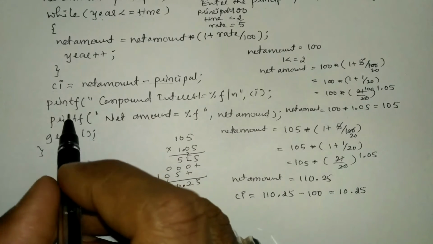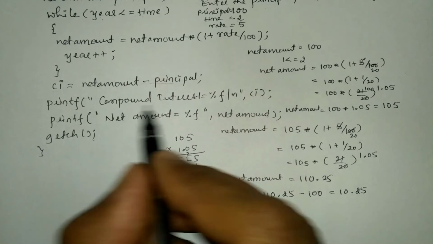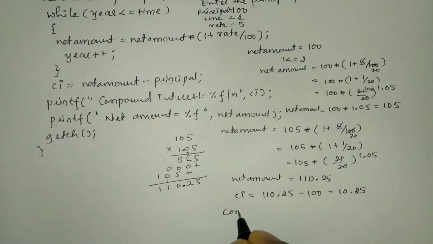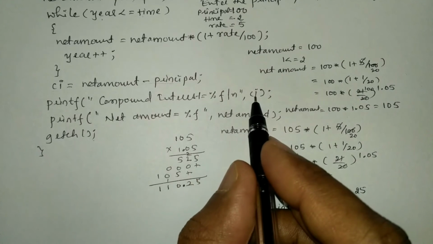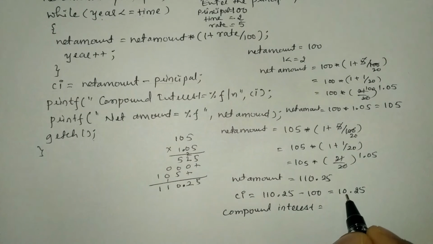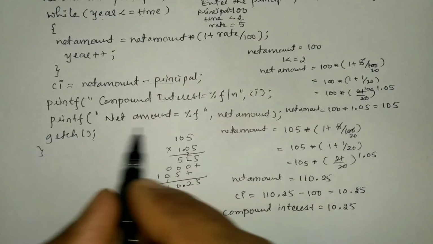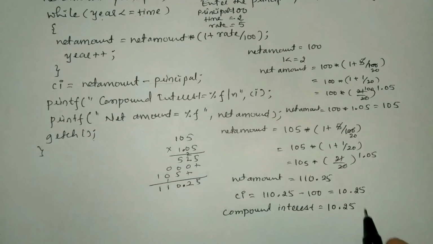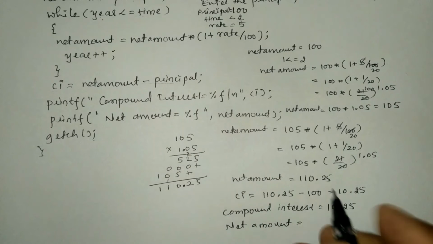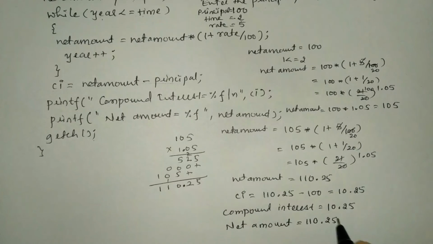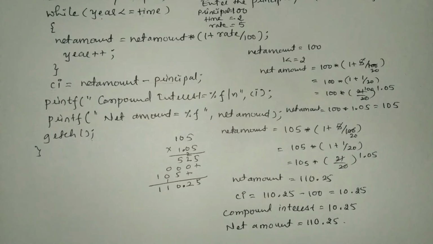Okay, next we are going to print. Compound interest is equal to, I'm going to write here, compound interest is equal to percentage f, which is associated with CI. CI is holding 10.25. Next, because of this backslash n, the cursor comes down to the next line and it is going to print net amount. Here I'm going to write net amount is equal to percentage f, net amount. What is net amount? 110.25. Now let us execute this program.